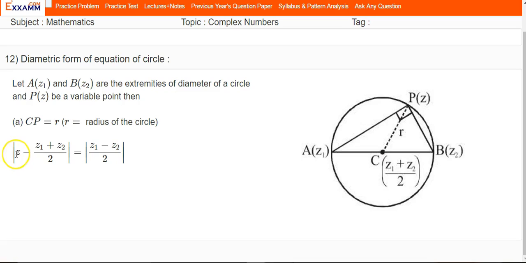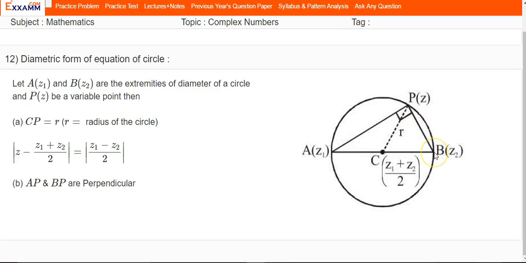So what do we get? Modulus of z minus C, that is CP, is equal to half of AB. Putting these values in, what do we get? Modulus of z minus (z1 plus z2) upon 2, that is P minus C, the coordinates of P, that is z minus this, modulus is equal to (z1 minus z2) divided by 2, because z1 minus z2 is the diameter here.